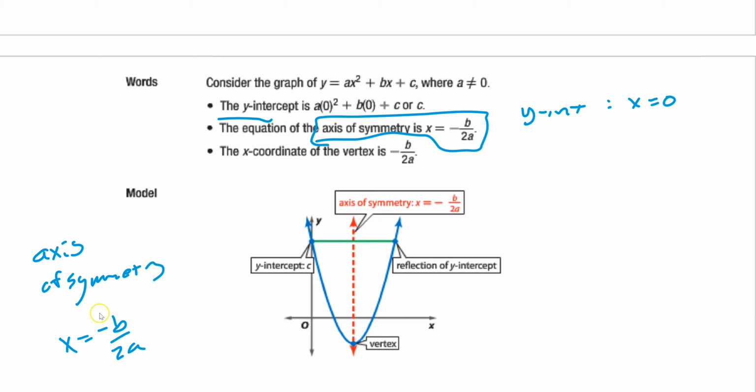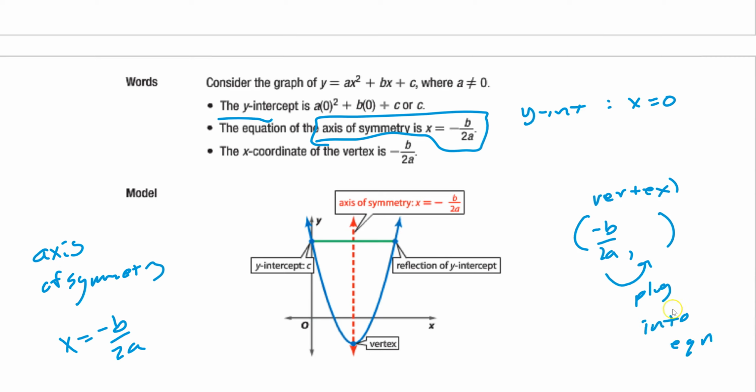Why is it so important? Because when you have the axis of symmetry, you also have the x in the vertex. So for your vertex, the x value is negative b over 2a. The way you find the y value is just plug it in. Anytime you have an x value and want the y value that goes with it, just plug it into the formula. A lot of times you see it written in a book as f of negative b over 2a. That just means plug your x value in.